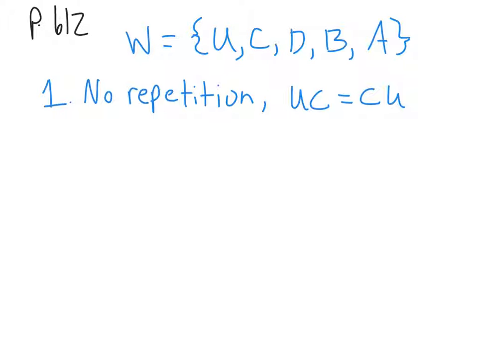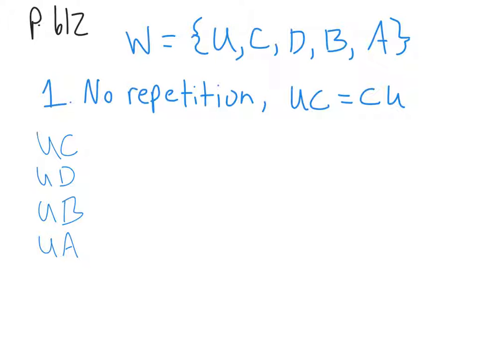The easiest way to do it is to start with your very first object in the set, U, and then see how many pieces you can pair it with. So obviously U and C is one choice. And then you could pick U and D, or U and B, or U and A. That is all of the outcomes with U. Notice we couldn't use UU because no repetition is allowed. So these are the only outcomes we have with U.